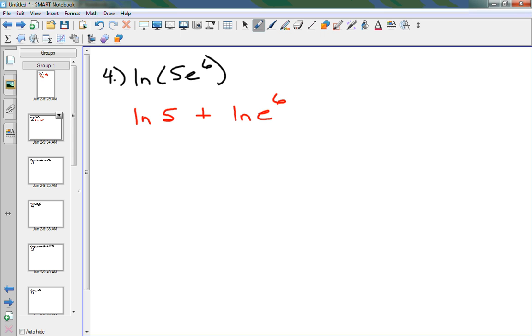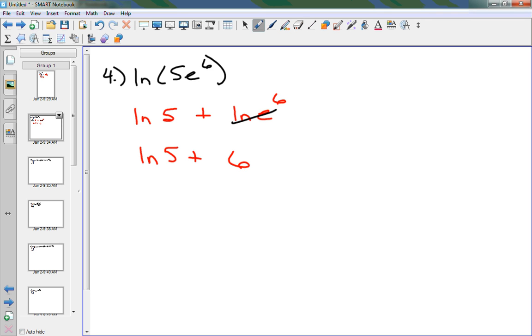Bring the 6 out. Cancel out. I bring the 6 out or cancel it out. It's either way, whichever way your brain thinks, right? ln of e cancels out, and I'm going to be left with the natural log of 5 plus 6. Why do I not like it when you guys write it like that? So you want to add the 6. Instinctively, many of you want to take 5 plus 6 and make that 11. Is that the correct thing to do?